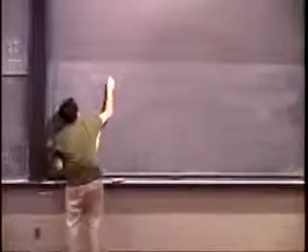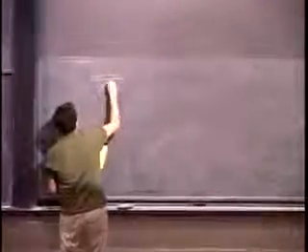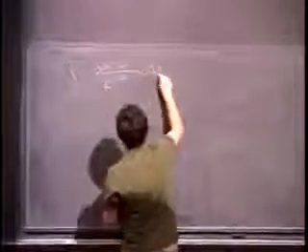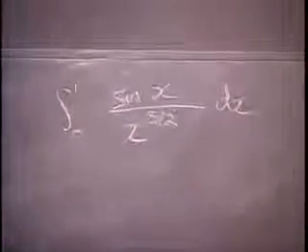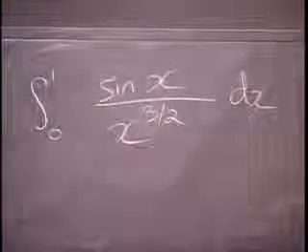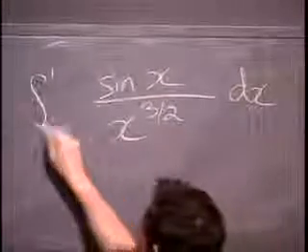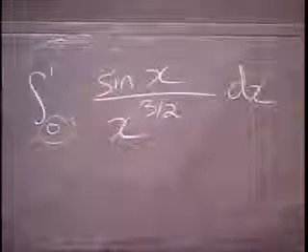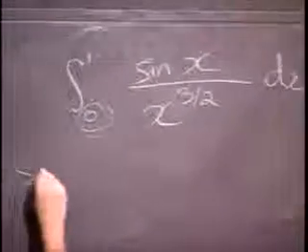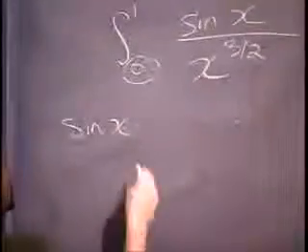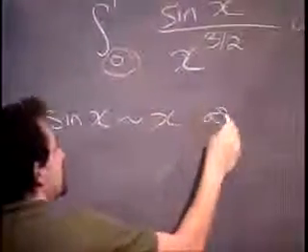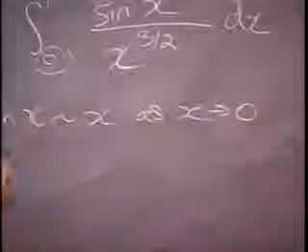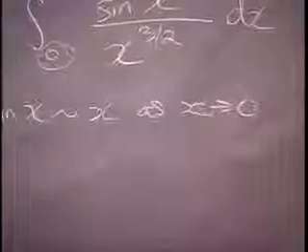Consider this integral. Sine x over x to the 3/2. This is very similar to one we did earlier, sine x over x squared. The problem spot is at 0 again. That's the only problem spot. So how do I deal with this? Sine x behaves like x as x goes to 0. Sine of small looks like the same small.